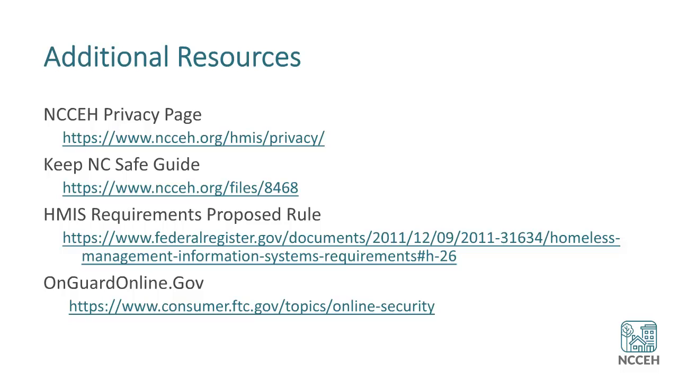We also have the HMIS Requirements Proposed Rule. This link specifically jumps to the Privacy and Security section, which is kind of the foundation for our privacy requirements and our approach to privacy. And then finally, we have a resource from the Federal Trade Commission for consumers called onguardonline.gov, and this reviews a broad array of tips for avoiding scams, avoiding phishing, avoiding viruses and malware online.